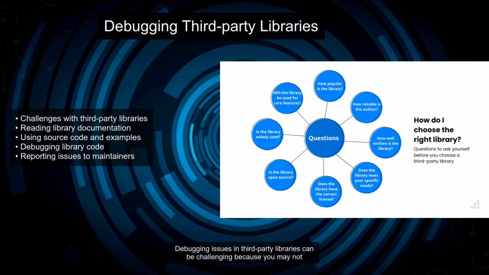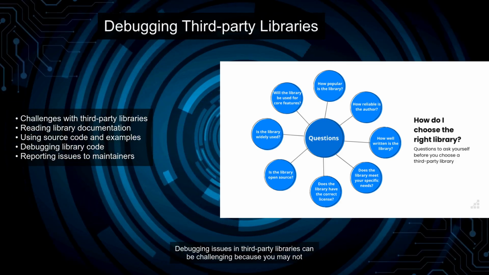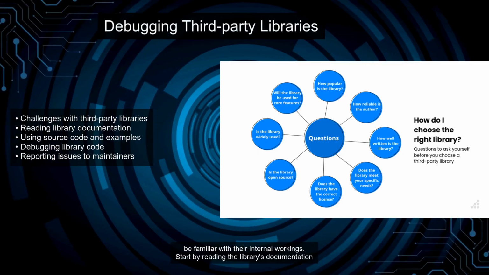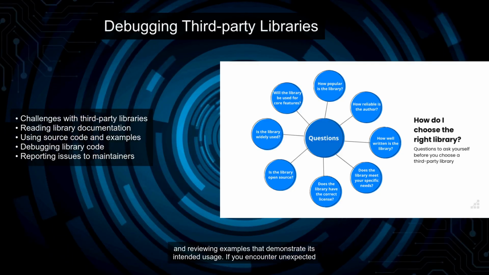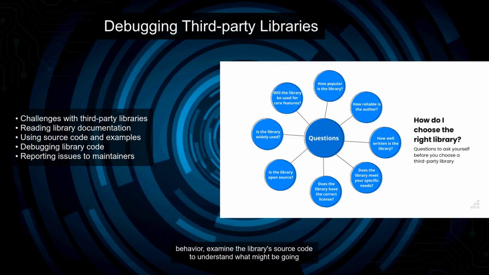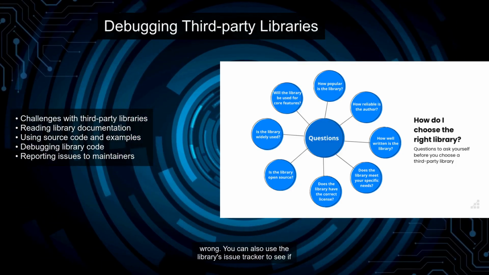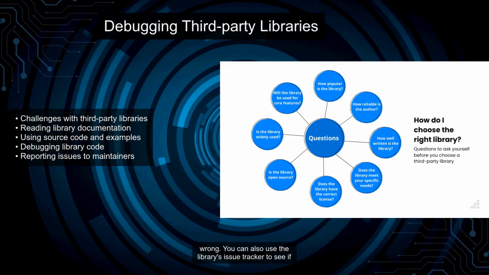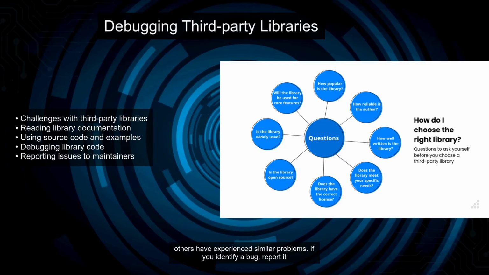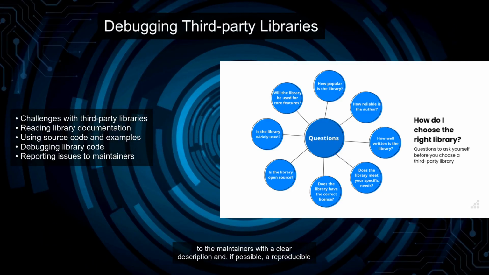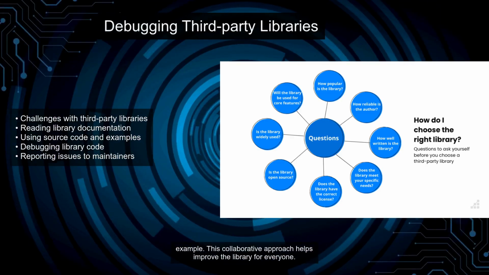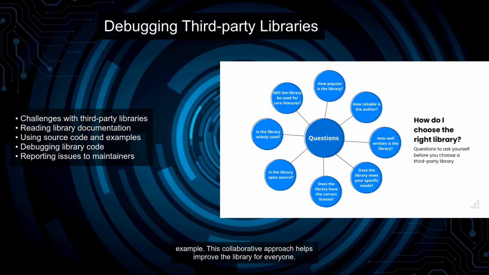Debugging issues in third-party libraries can be challenging because you may not be familiar with their internal workings. Start by reading the library's documentation and reviewing examples that demonstrate its intended usage. If you encounter unexpected behavior, examine the library's source code to understand what might be going wrong. You can also use the library's issue tracker to see if others have experienced similar problems. If you identify a bug, report it to the maintainers with a clear description and, if possible, a reproducible example. This collaborative approach helps improve the library for everyone.